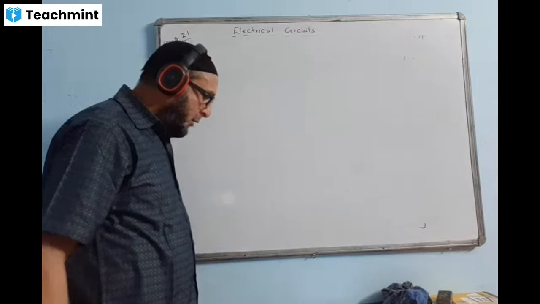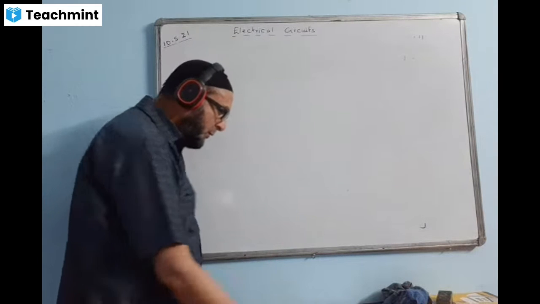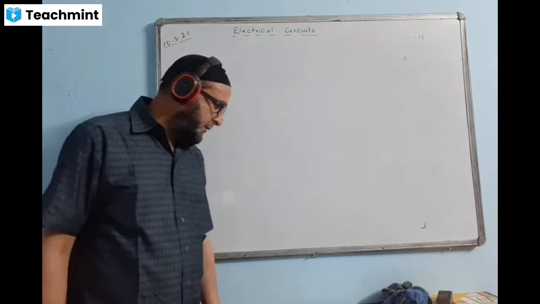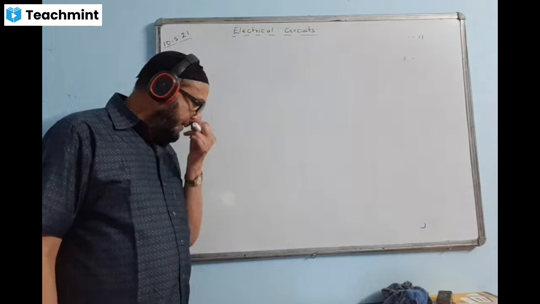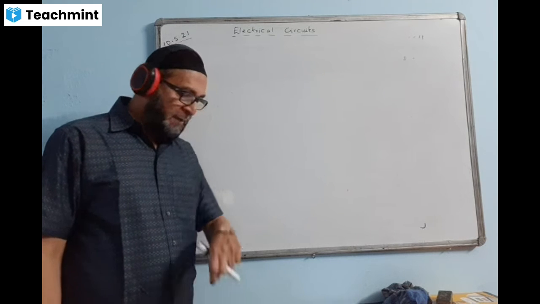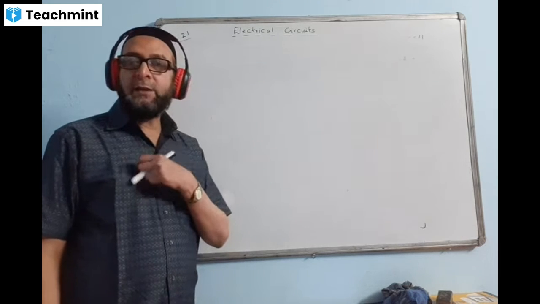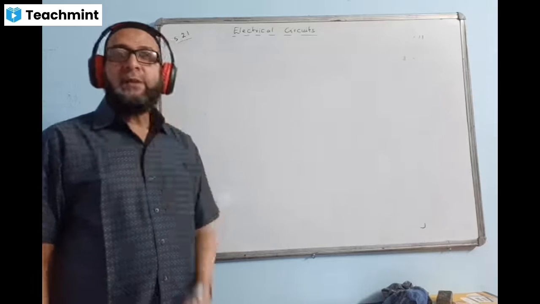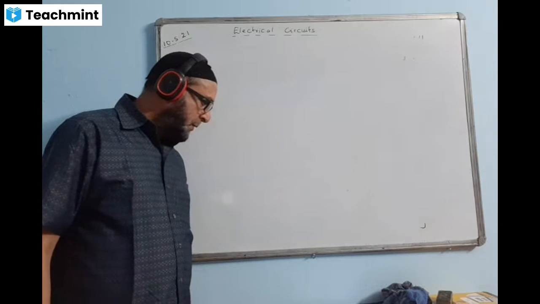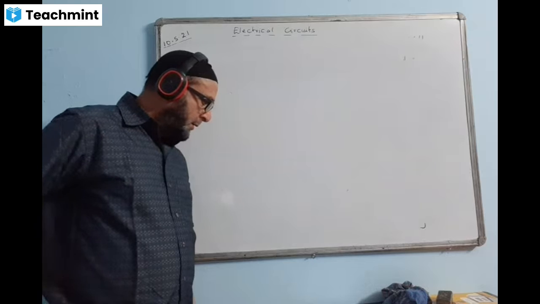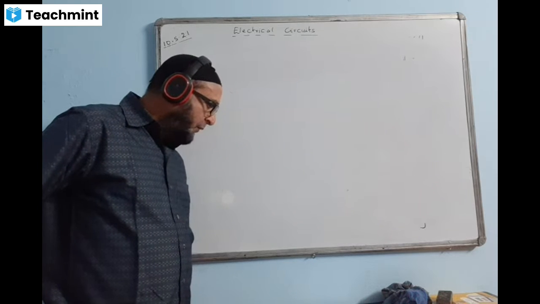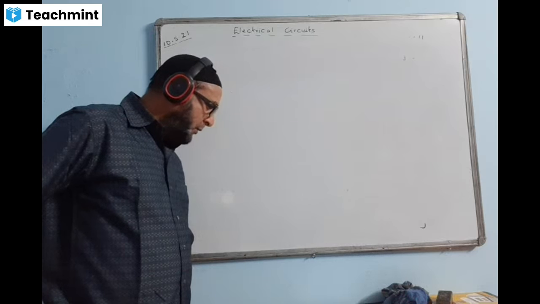Okay. Now we'll do one more question, then this chapter is over. Write on. A cell gives a balance with 85 centimeters of a potentiometer wire. With 85 centimeters of a potentiometer wire, we stop.